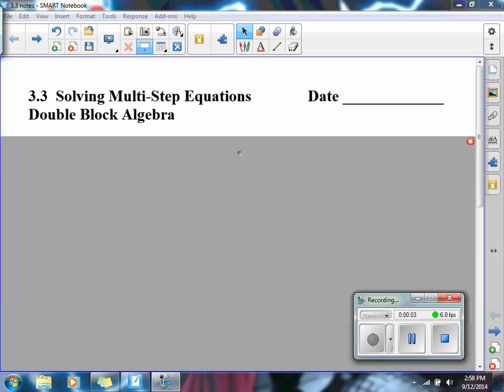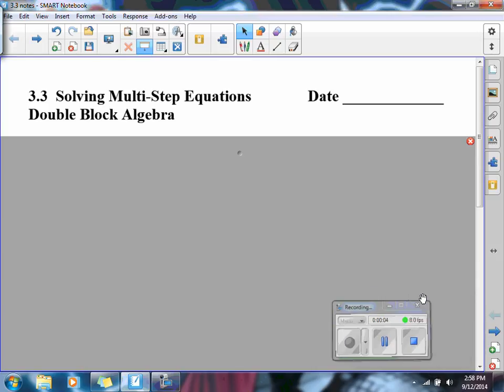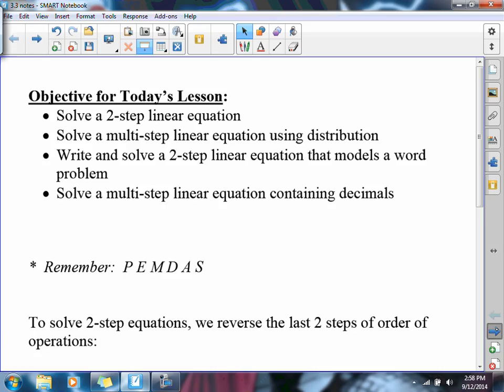Welcome to Mrs. Neller's notes for her double block algebra class. These are the notes for section 3.3 entitled Solving Multi-Step Equations.